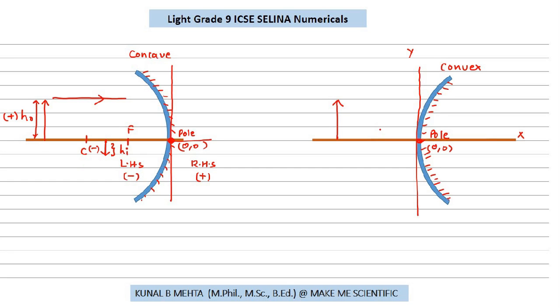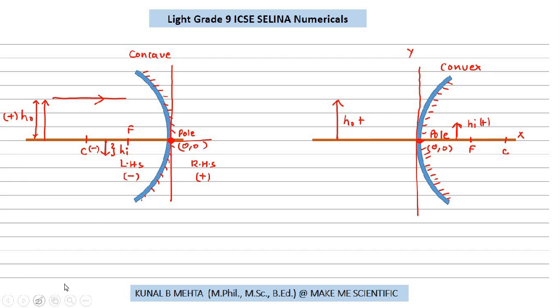Same is the case with the convex mirror, that we know the image is always formed between, suppose this is C, this is F. So image is always virtual and direct and between F and P. So here the height of the object will be positive, height of the image will be positive because both the heights are above the principal axis.